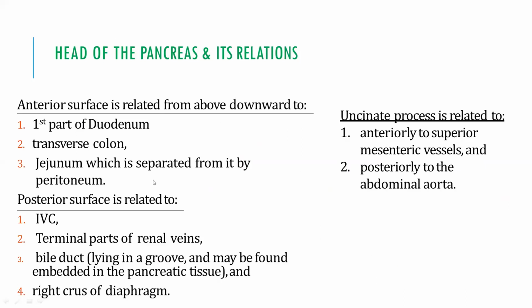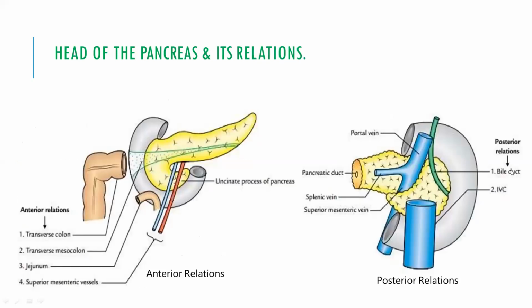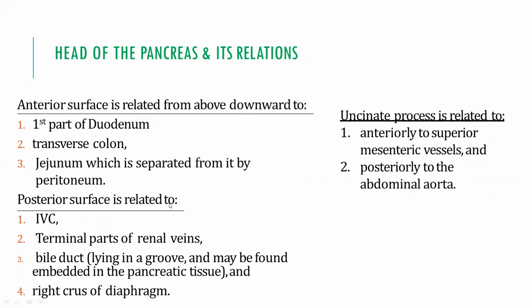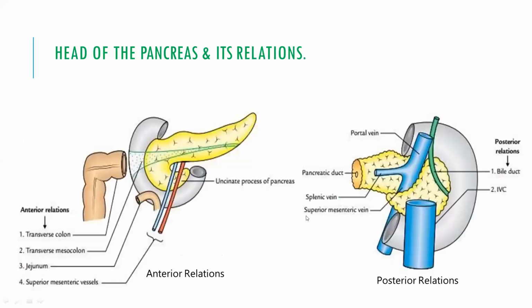So these are the anterior surface relations. And the posterior surface is related to the inferior vena cava, terminal parts of renal veins, bile duct, and right crus of diaphragm. You can see here the posterior relations: inferior vena cava, bile duct, terminal parts of renal veins, and right crus of diaphragm.